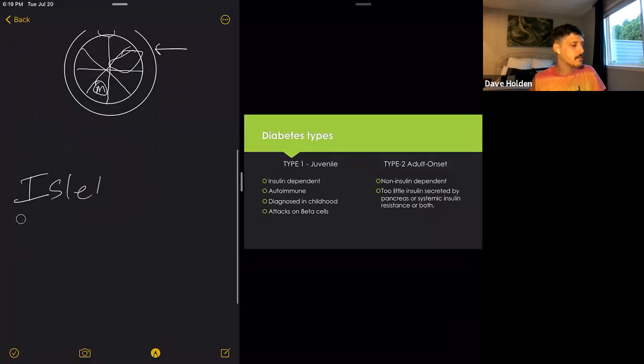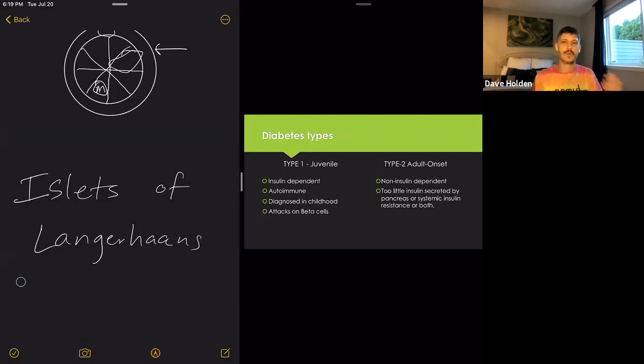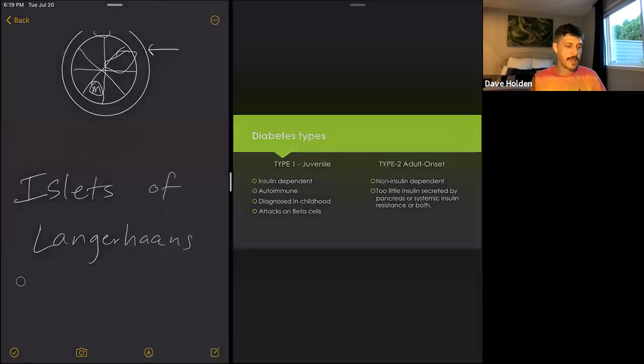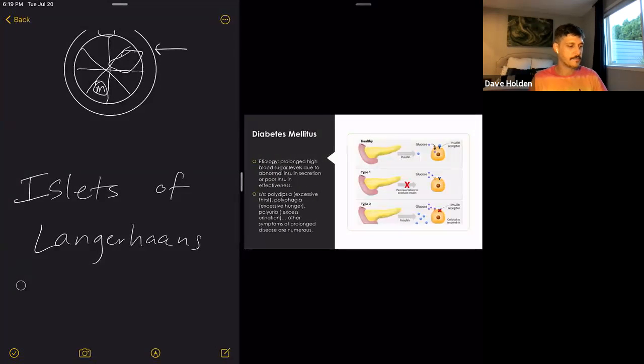Islets. Islets of Langerhans. Islets like small islands. As the immune system attacks the islets of Langerhans, they are no longer able to perform their function, which is making insulin. So the body doesn't have insulin, so the body has no way of lowering its blood sugar.